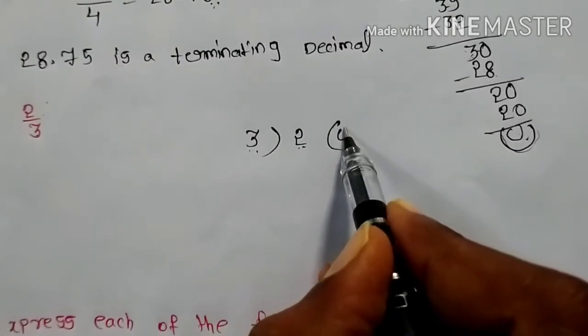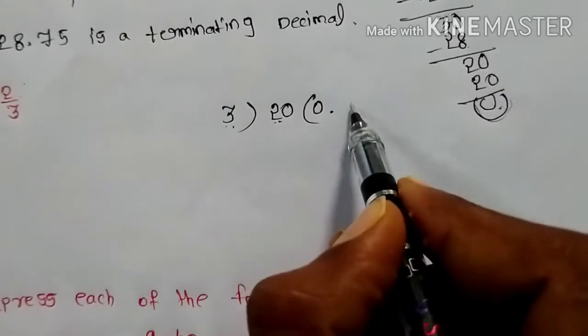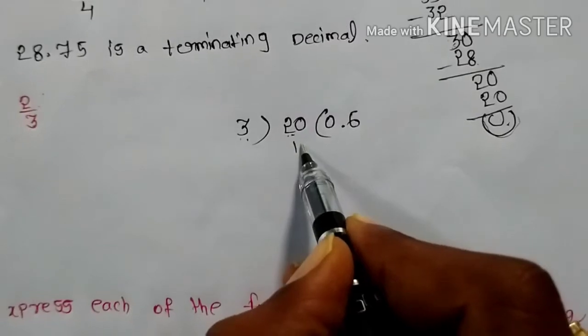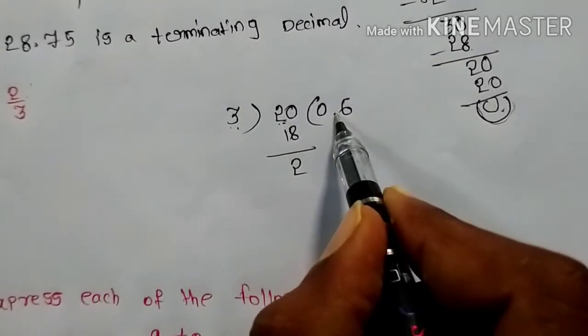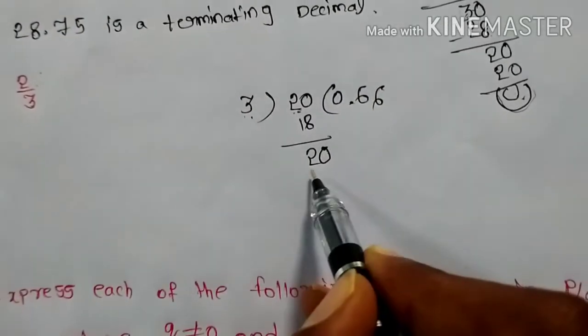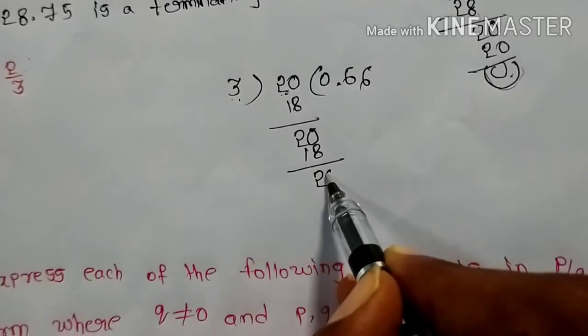You can keep a decimal point, 0 point. You will get 0 here. 3 ones are 3, 3 sixes are 18, 3 sevens are 21. You can take 6 times only. 3 sixes are 18, so 20 minus 18 will get 2. Already we kept the decimal point here, so you can take 0. 3 sixes are 18, and one more time we are getting 2 only.